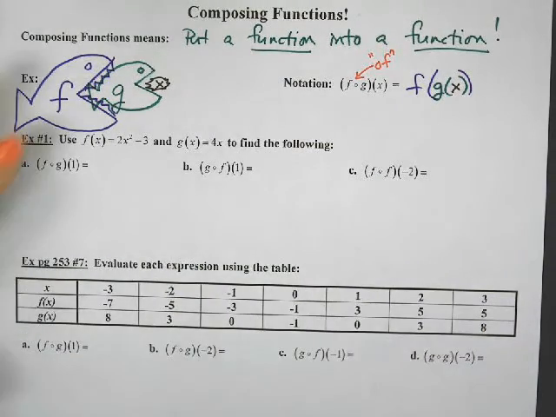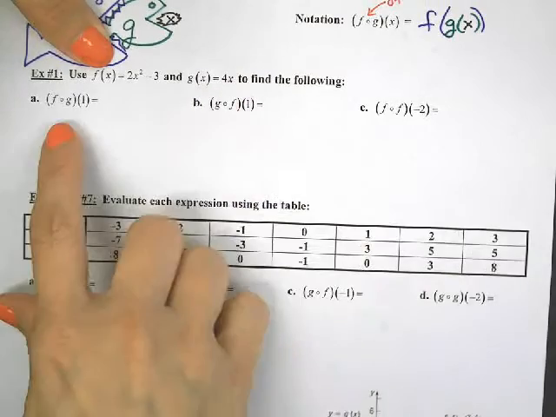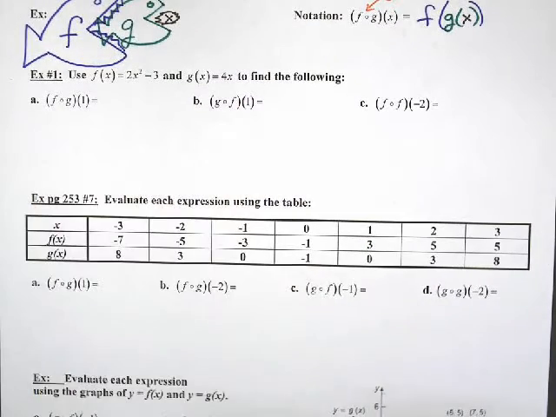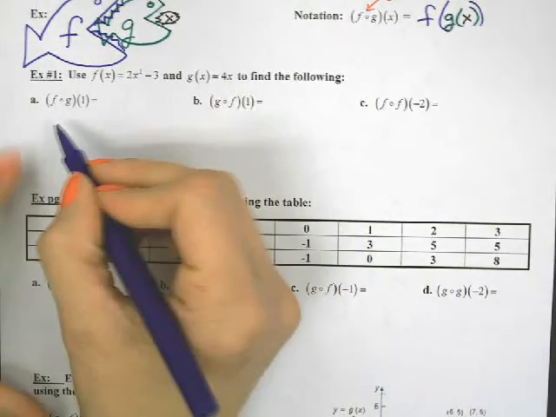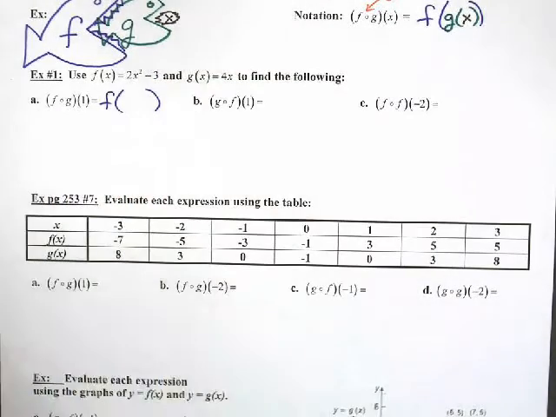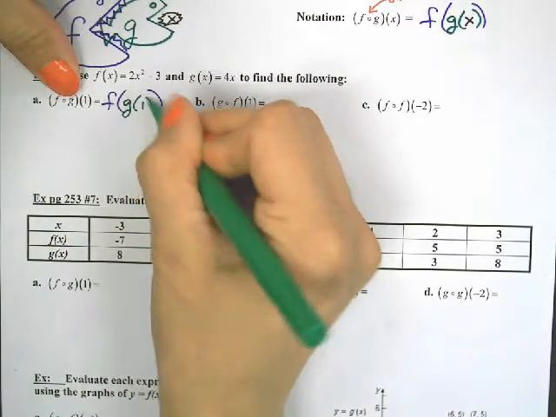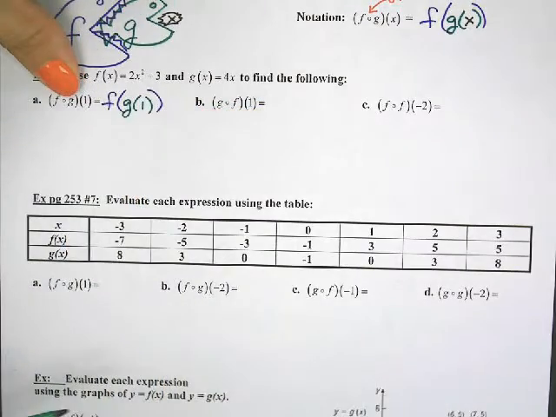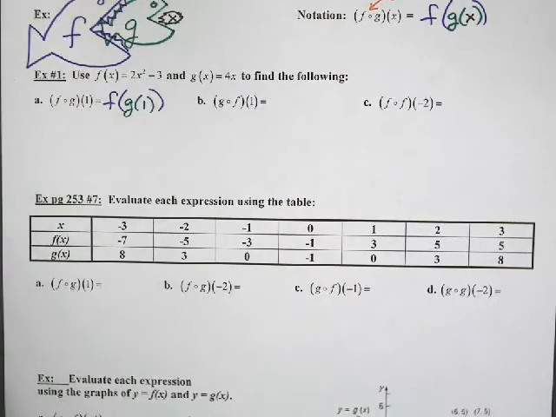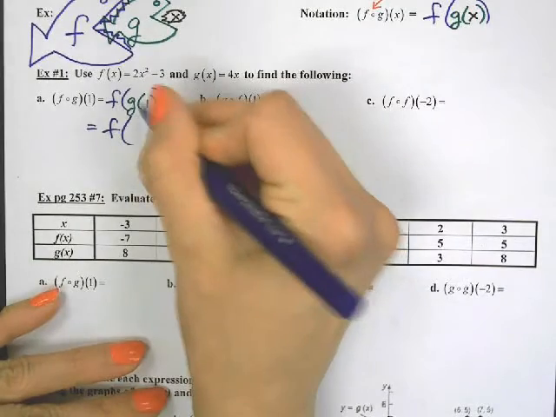So how does this work? Okay, today we're just going to do numbers. F of X and G of X. And we're asked to find the following. So I have to find, I'm going to write this a better way, F of G of 1.